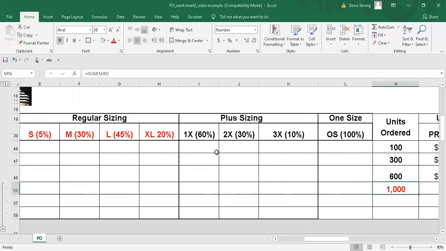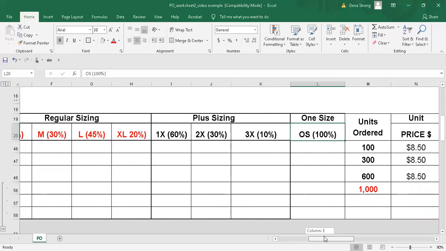And then in the plus size category, in the 1X, we have a large 1X customer. So 60% of our customer base wears a size 1X in the plus sizes only. 30% of our customers are 2X, and then 10% of our customers are 3X. And then whenever we sell 1 size only, of course, that's both the regular sizes and the plus sizes.